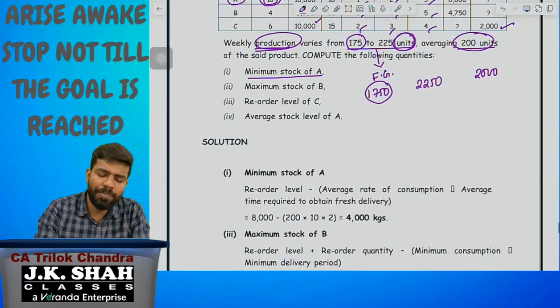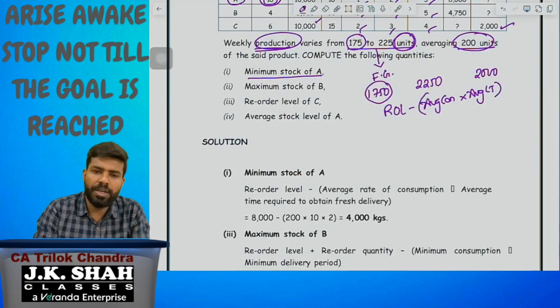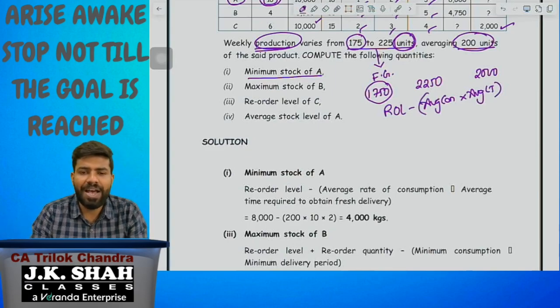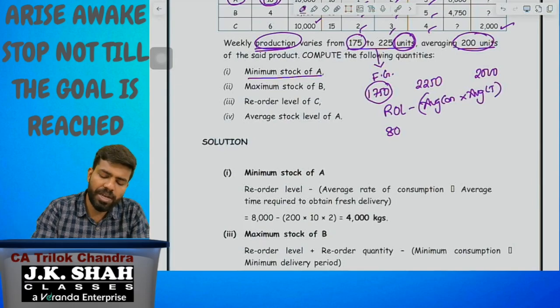First of all, what is the minimum stock, minimum level formula? Reorder level minus average consumption into average lead time. Reorder level given in the question 8,000 minus average consumption of A. Just now we discussed 2,000 into average lead time of A 2. So which equals to 4,000 kgs is the minimum stock of A.